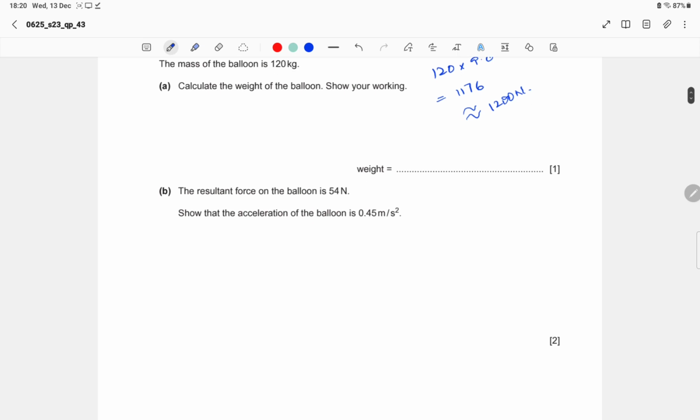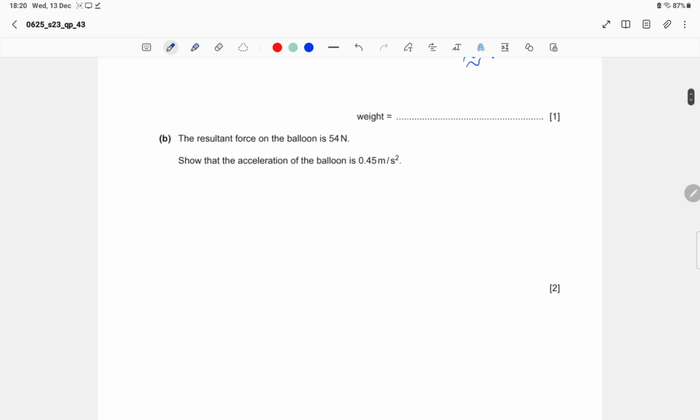The resulting force on the balloon is 54. Show that the acceleration of the balloon is 0.45. So we know that the force is 54, and we can apply the formula F equals ma. So force divided by mass equals acceleration. Force is 54, and the mass is 120. If you divide this, you will get the required answer.